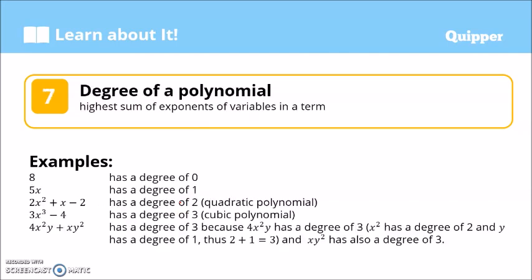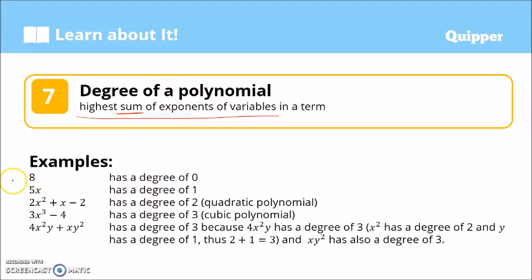We can also classify polynomials based on their degree. When we say degree, that refers to the highest sum of exponents of the variables in a term. Take note, highest: the largest exponent of the variable. Or if there are two variables, you add their exponents. So, sum. Whatever the highest is, that is the degree of the polynomial.